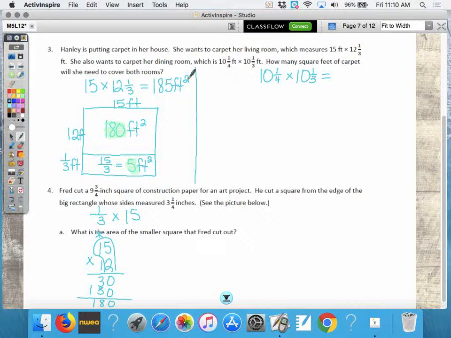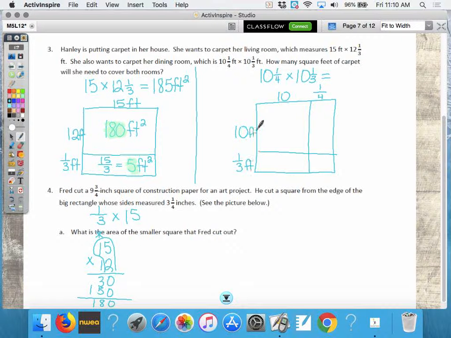So for the dining room, let's draw an area model for it. It's going to look a little different. Why do I draw it like that, Abby? Because there's 2 fractions. There's 2 mixed numbers, so there's 2 fractions. So 10 1/4 and 10 1/3. CERN puts the feet on there for you, doesn't it? You don't have to write it or type it. Okay, we know 10 times 10. 100 feet squared.